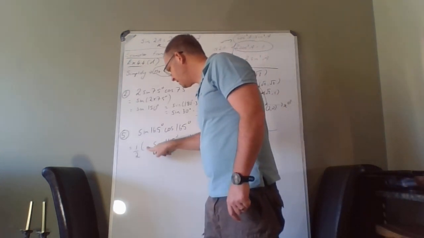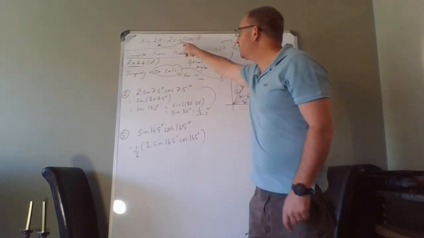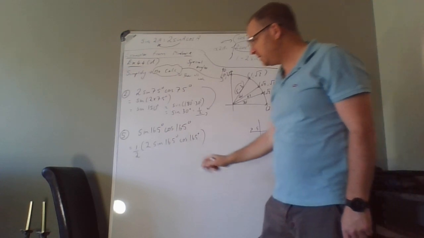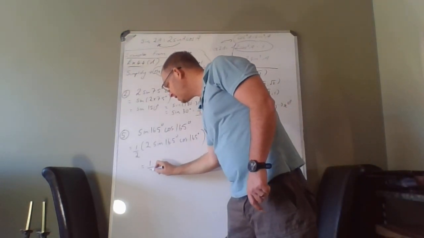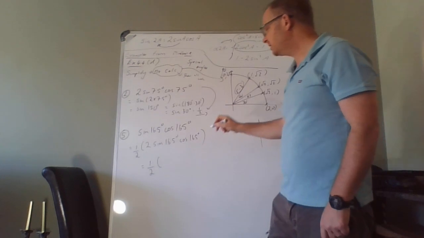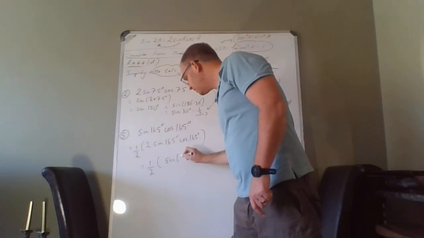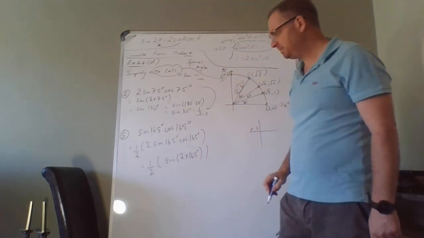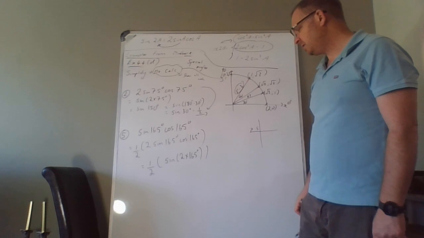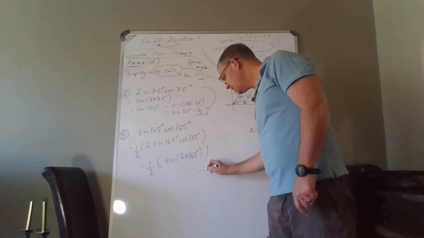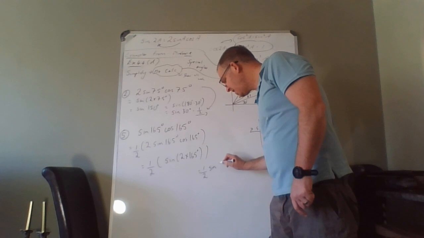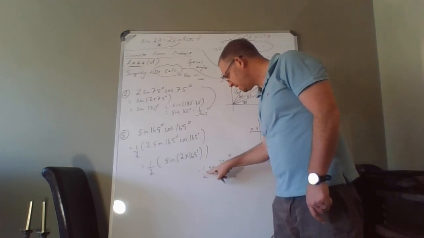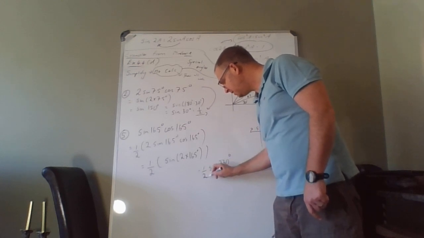Right. And now, good times, because I've got 2 sine of an angle, cos of an angle. So I've got to apply that rule from right to left. It's going to become, don't forget, I've still got this half here, but in brackets it's going to become sine of 2 times 165 degrees. And that's going to be 330 degrees. So I get a half sine 330 degrees.